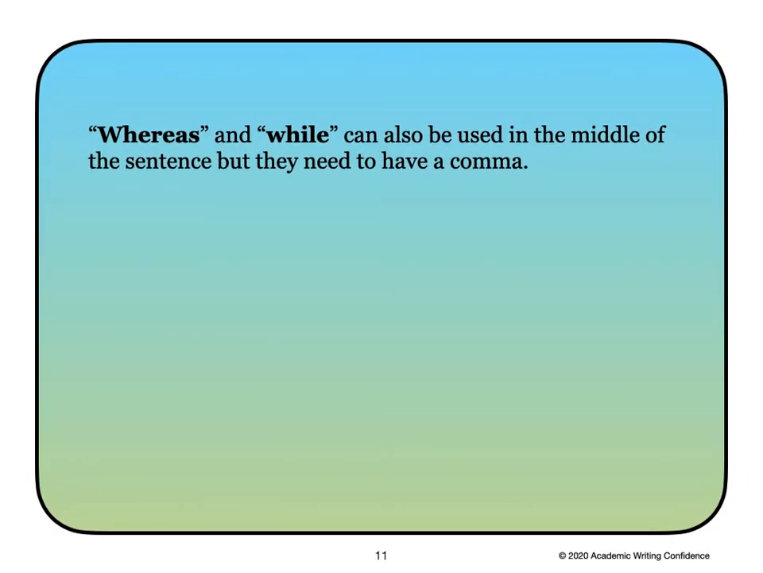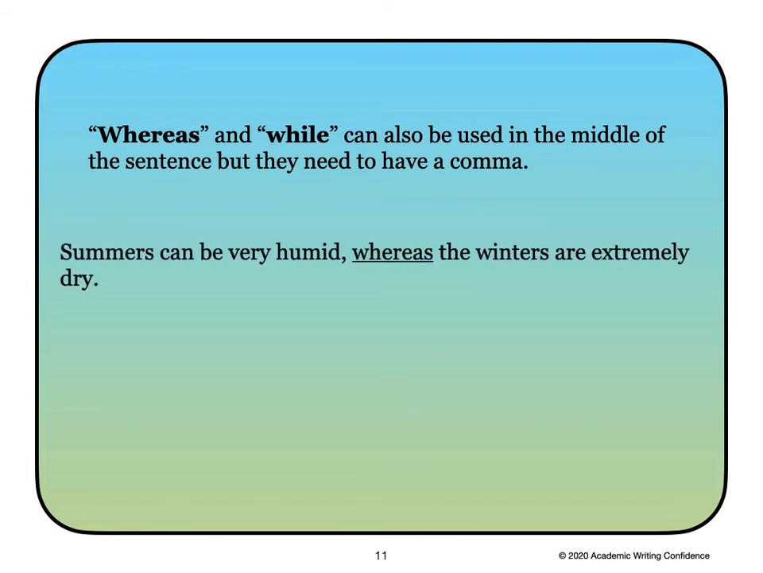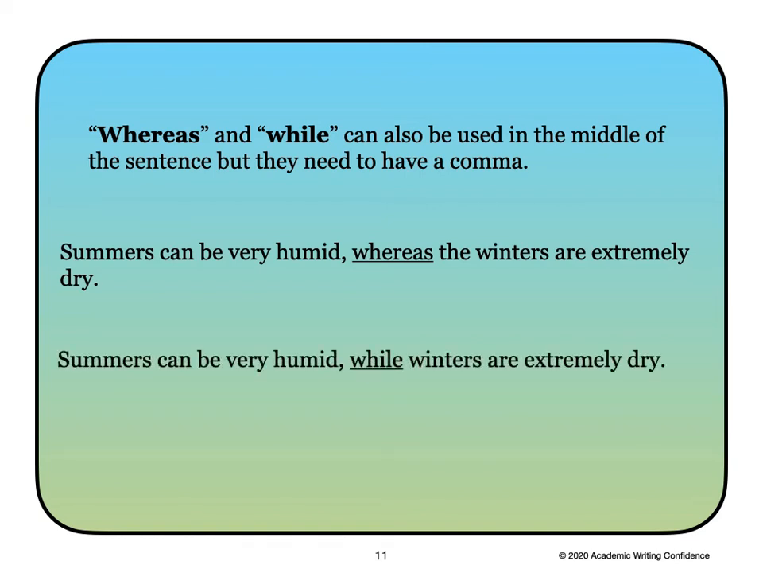The words whereas and while can also be used in the middle of the sentence, but these also need to have a comma. Summers can be very humid, whereas the winters are extremely dry. Or you could write the sentence using the word while. Summers can be very humid, while winters are extremely dry.